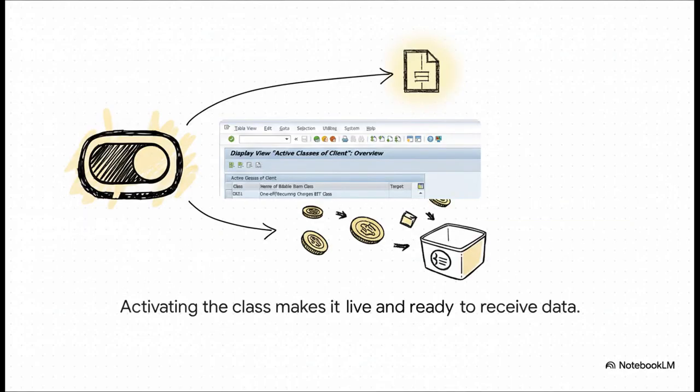And this is the final on switch. Activating the class within your client makes it productive. This is you telling the system, okay, this blueprint is approved and ready for use. You can now start accepting billable items that contain our new speed field.